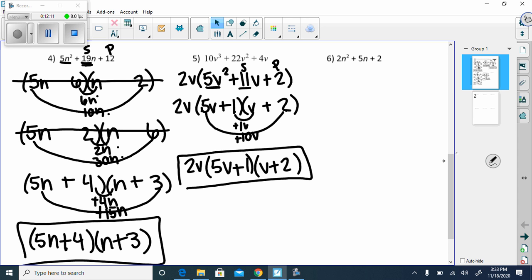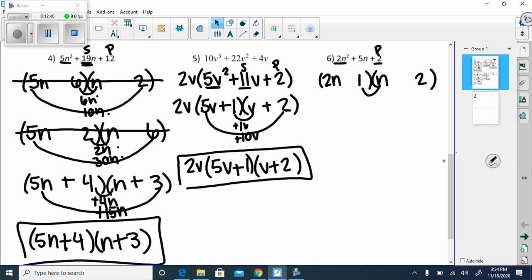Here on number 6, first I look for that GCF, and there is none. So I make my 2 sets of parentheses. And I would have to get something that multiplies to give me 2n squared, so it must be 2n and n. And I also need something that's going to multiply to give me 2 for that product. So if it multiplies to give me 2, it's probably 1 and 2, just like we used last time.